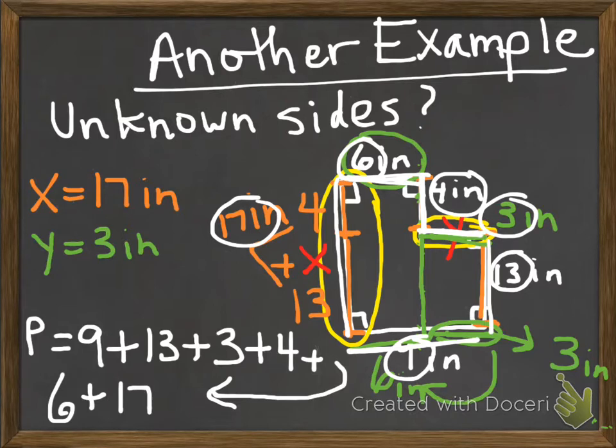Okay, so it looks like all my measurements are circled and I just add them together, and so my perimeter for this polygon is 52 inches.